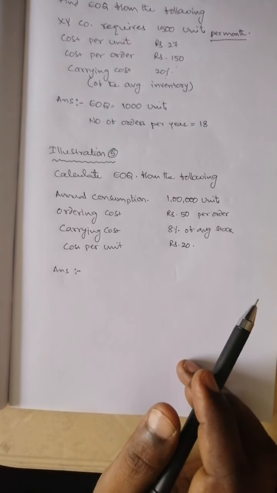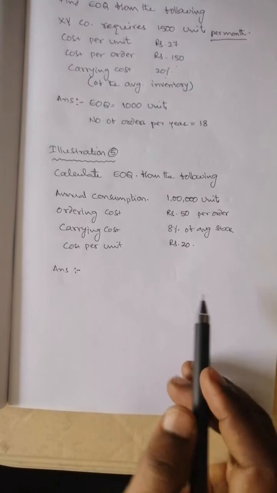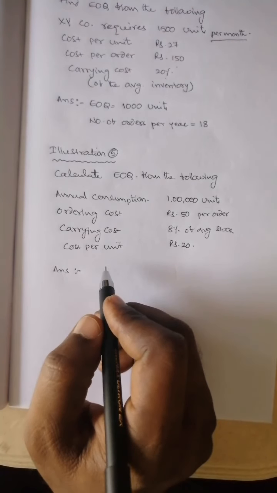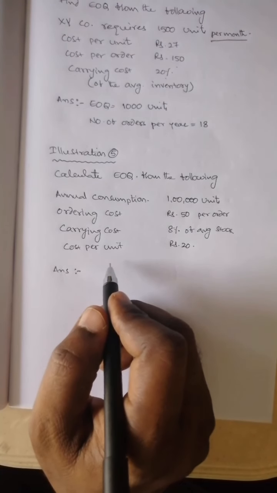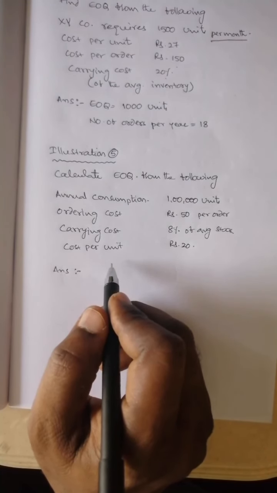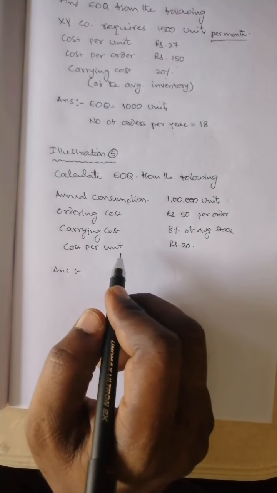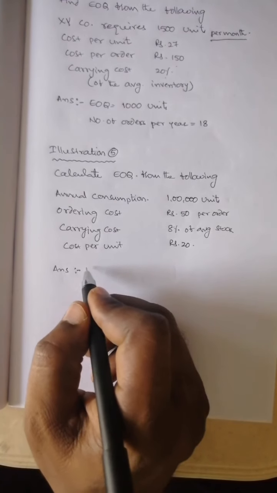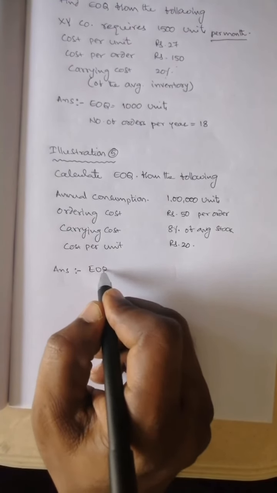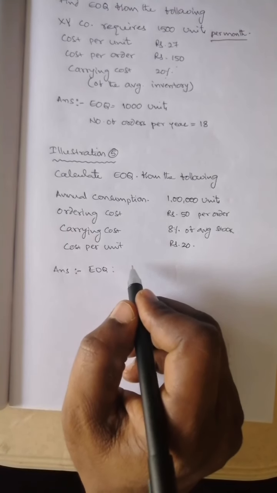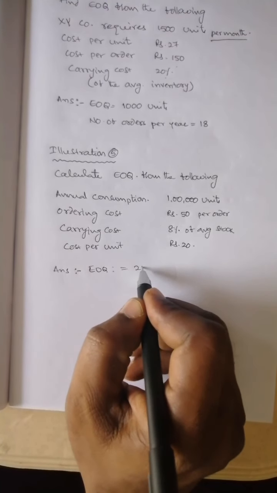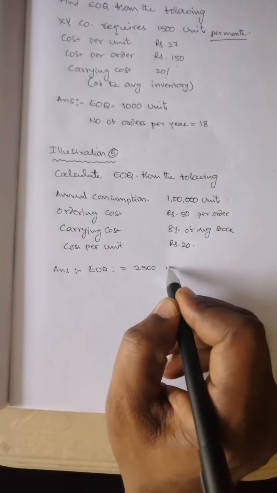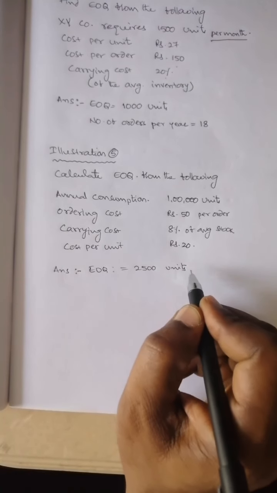I'll give you a hint also here. I am taking this value from one of the books, which is part of a BCom exam paper of Kerala University, where EOQ is equal to 2500 units. After computing, you cross check with this answer.